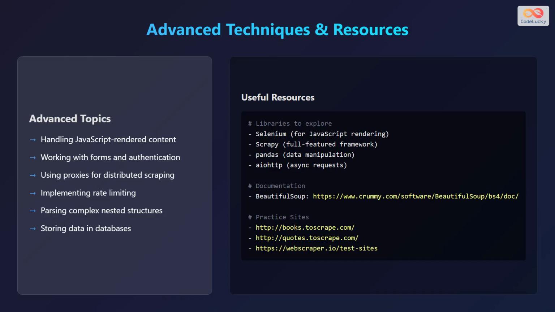There are several libraries to explore, such as Selenium for JavaScript rendering, Scrapy as a full-featured framework, Pandas for data manipulation, and aiohttp for asynchronous requests. Check out the BeautifulSoup documentation at https://www.crummy.com/software/beautifulsoup/bs4/docs/. Practice sites include books.toscrape.com, quotes.toscrape.com, and webscraper.io/test-sites.